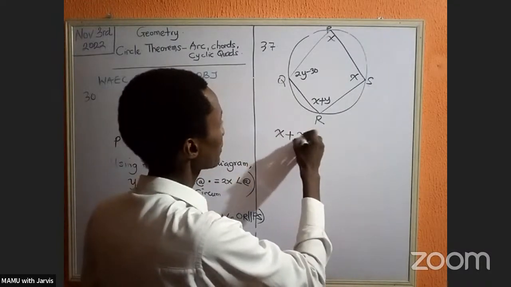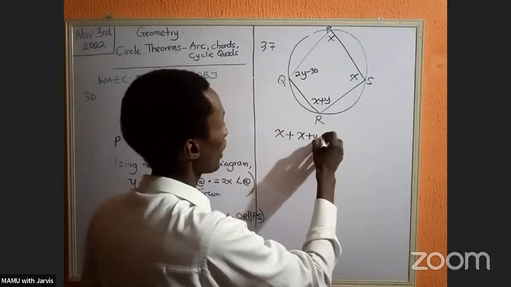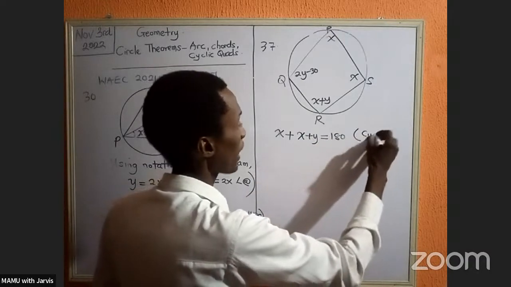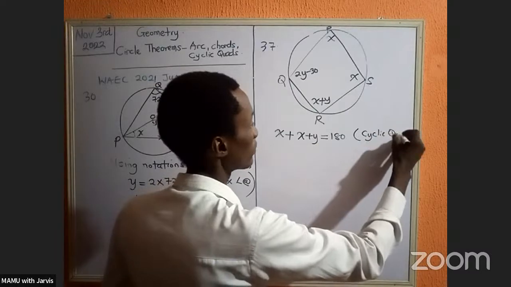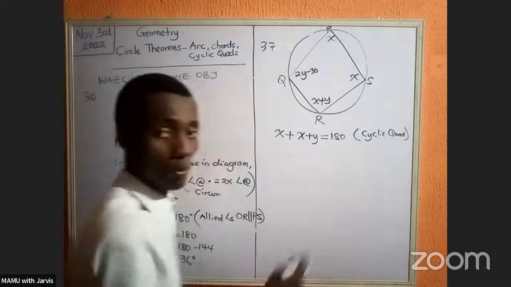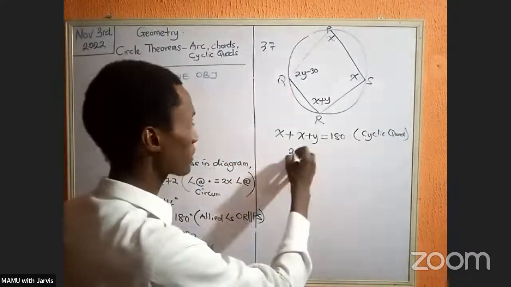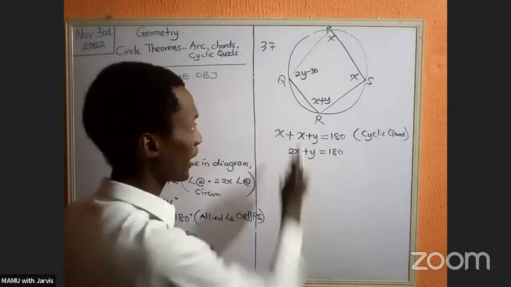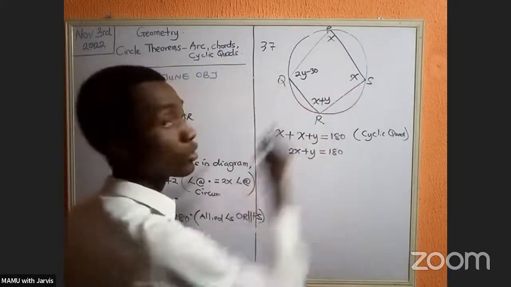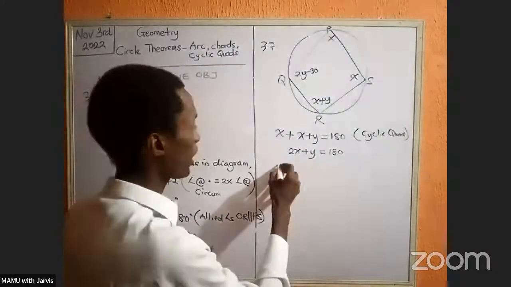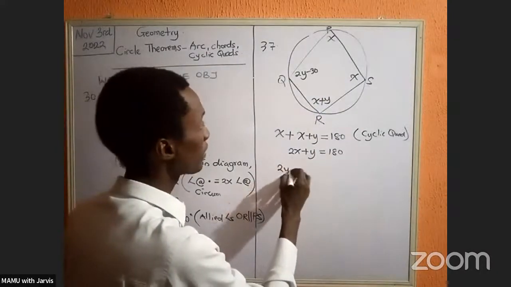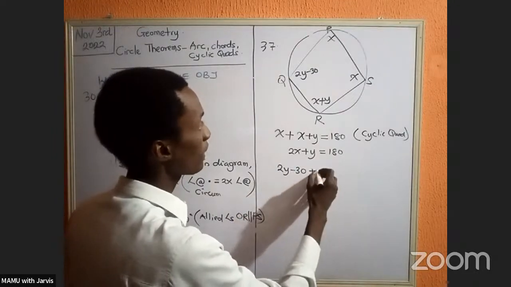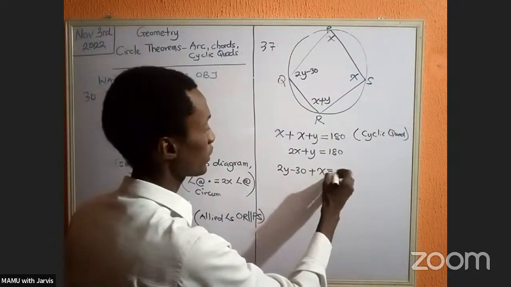So I'm going to say that x plus x plus y is equal to 180 degrees. What's the reason? Cyclic quadrilateral. So I'm going to simplify this, and this will give me 2x plus y equal to 180 degrees. Then I can add these two together, supplementary. So that means 2y minus 30 plus x will be equal to what?